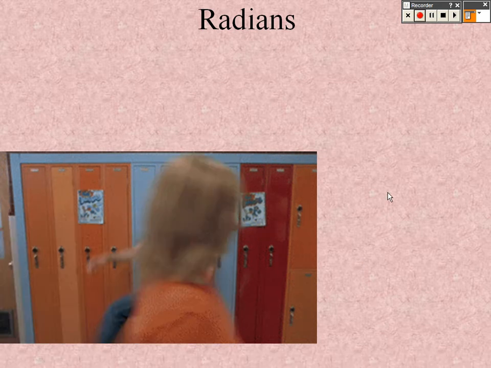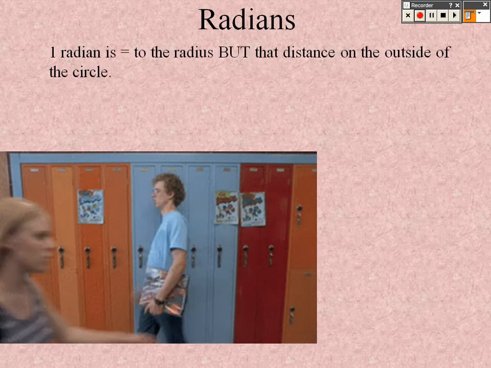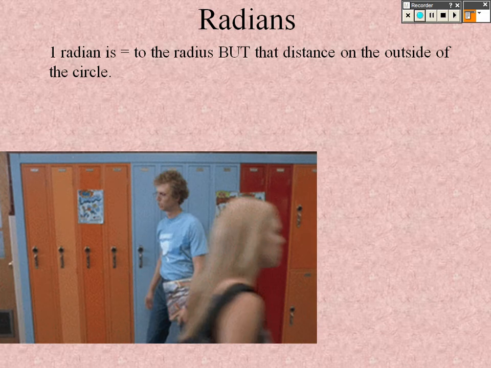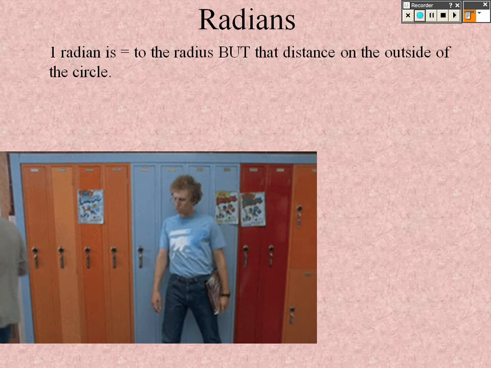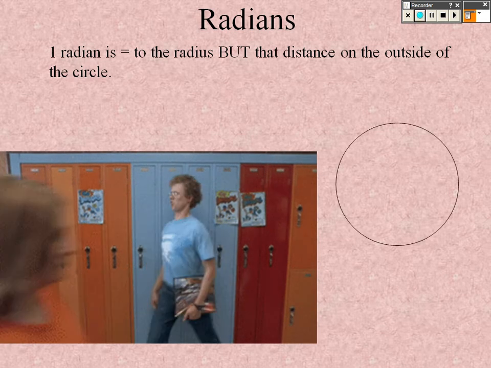Alright, so continuing here in 6.1 with some angle measures with some trig, we're taking a look at radians now. So 1 radian is equal to the radius, but that distance on the outside of the circle. Okay, so we're talking about the distance on the outside of the circle is a radian.